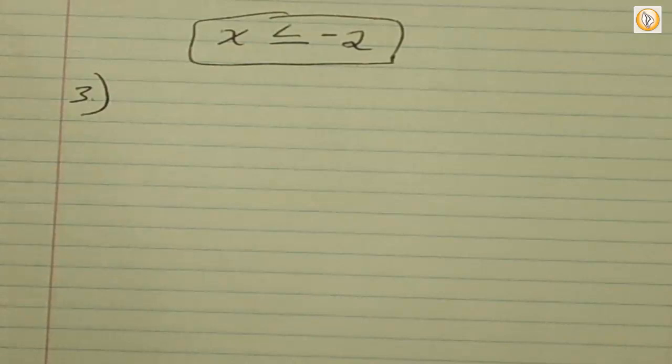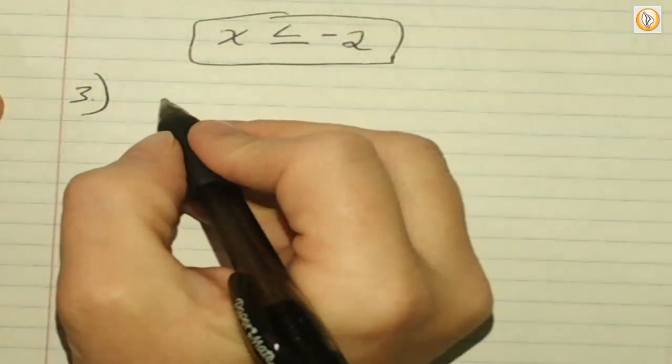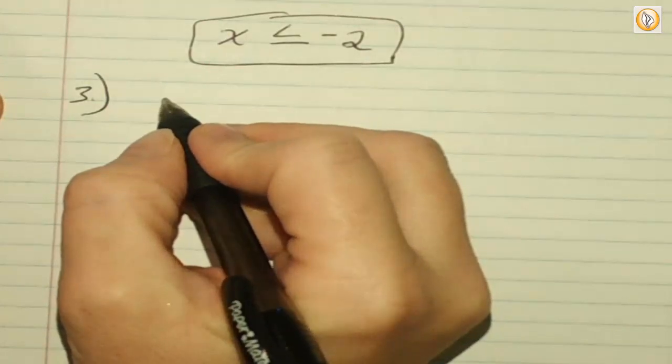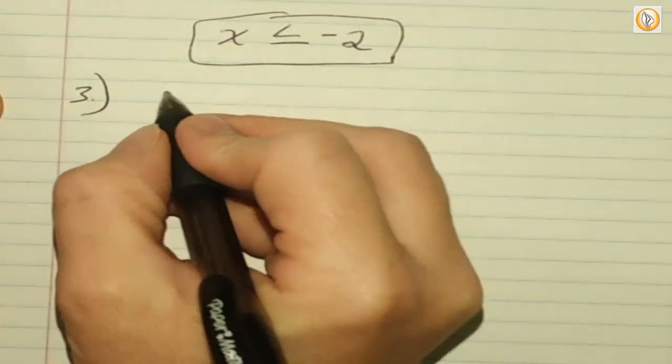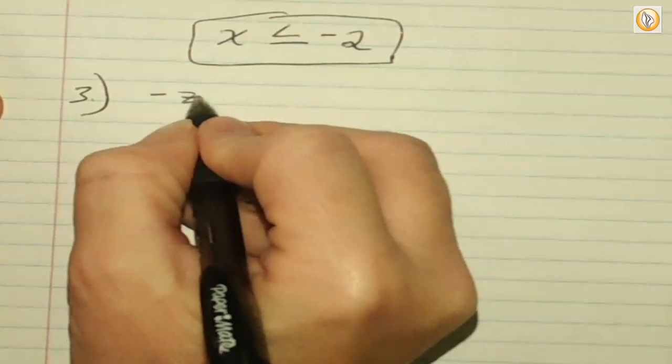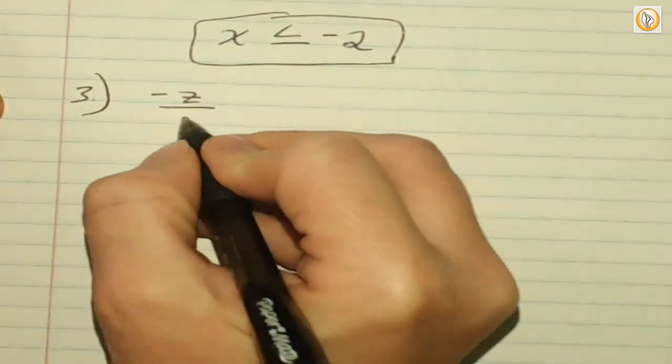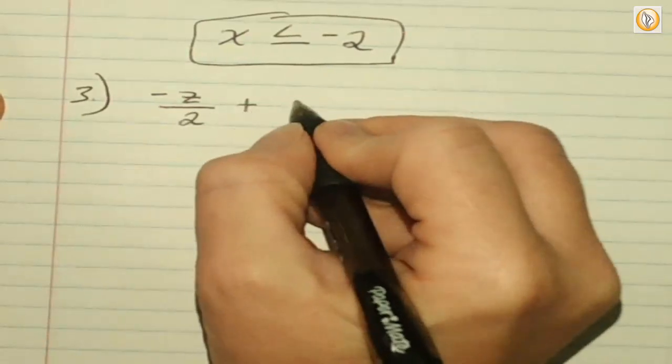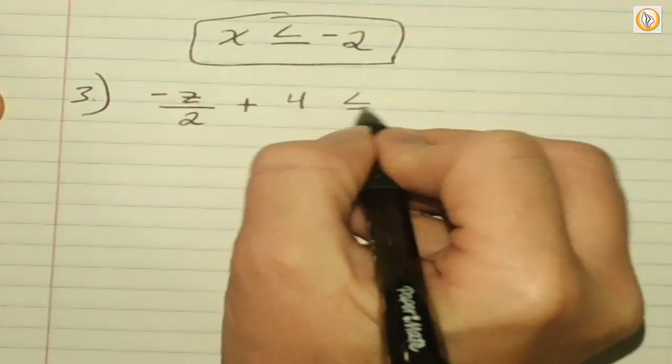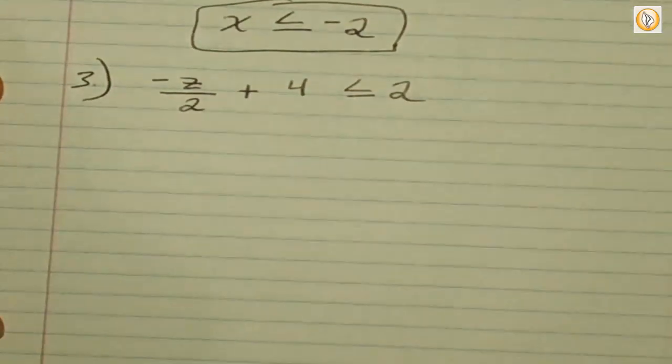All right, so here we go. Number 3. And remember I said Friday's quiz is over today's stuff and yesterday's stuff. You can thank me later. All right, negative z over 2 plus 4 is less than or equal to 2.